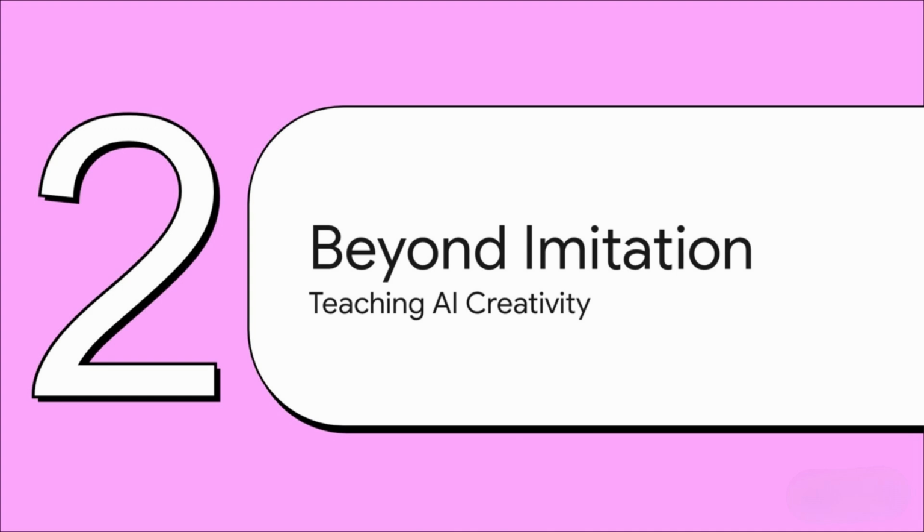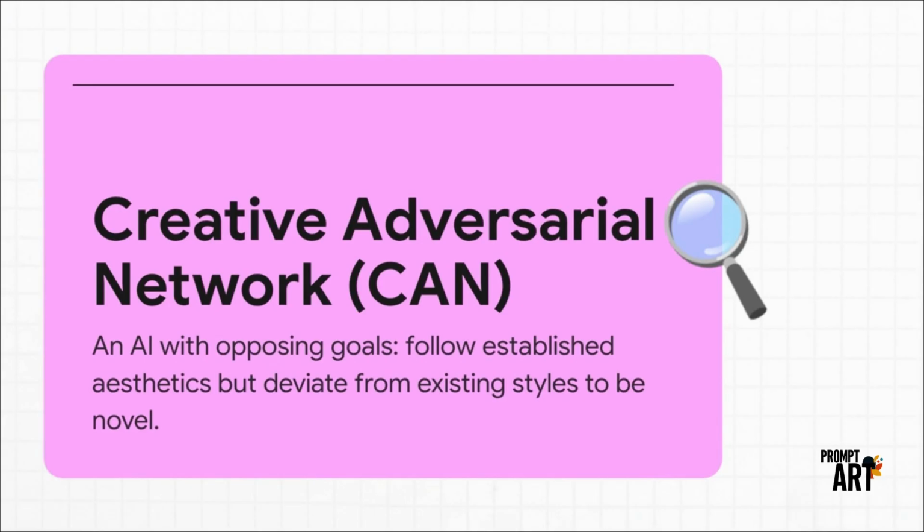So, making interesting mistakes is one thing, but what's the next step? What if an AI could do more than just fail gracefully? What if you could actually teach it to be innovative, to be creative on purpose? Well, that's where something called a creative adversarial network, or CAN, comes in. It's brilliant, really. It's designed with this built-in tension.